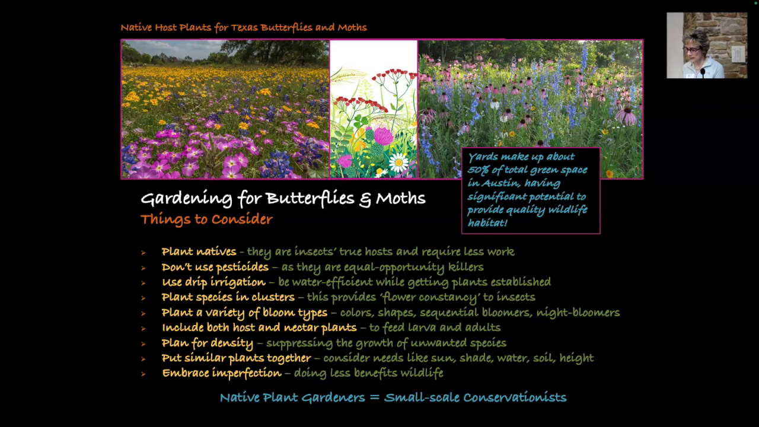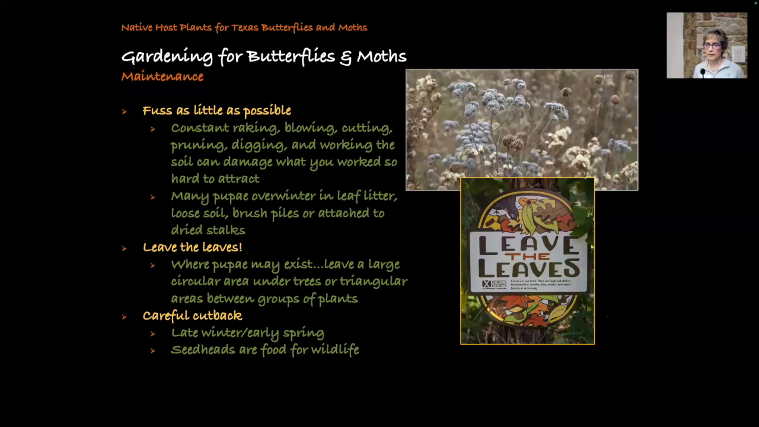In terms of embracing imperfection, doing less really does benefit wildlife. If you rake and blow and cut constantly and deadhead and prune back and dig, you can actually damage what you have worked hard to attract. There are things that actually pupate in the leaf litter and in the soil. So leave the leaves if you can.